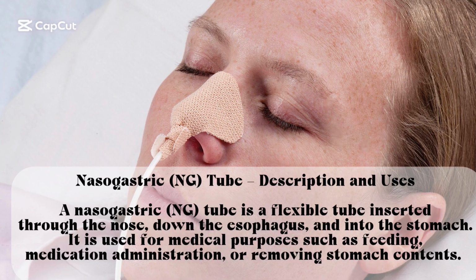Nasogastric NG tube, description and uses. A nasogastric NG tube is a flexible tube inserted through the nose, down the esophagus, and into the stomach. It is used for medical purposes such as feeding, medication administration, or removing stomach contents.